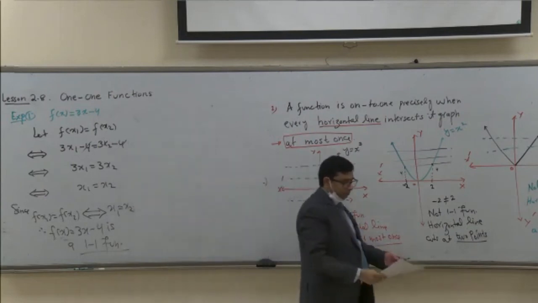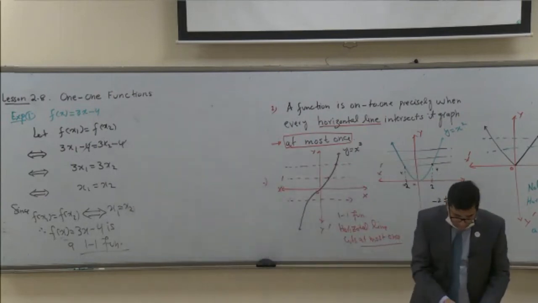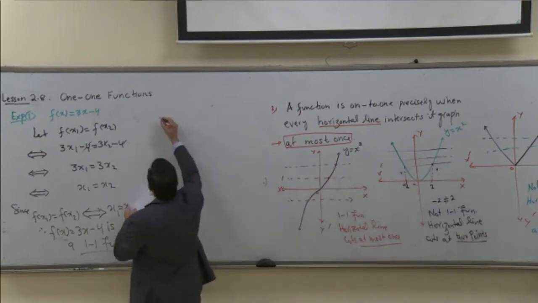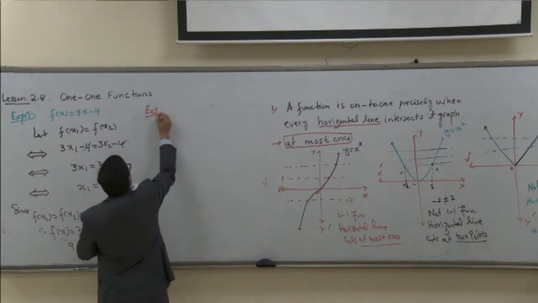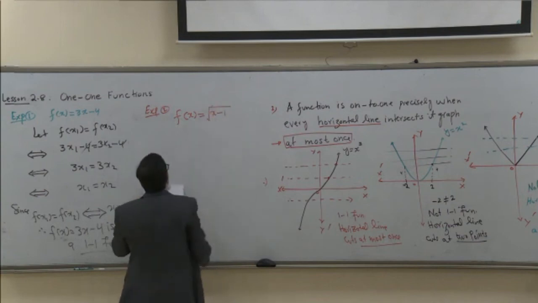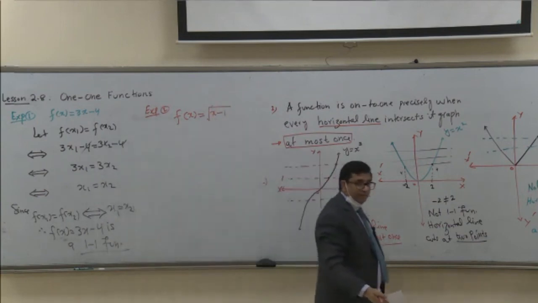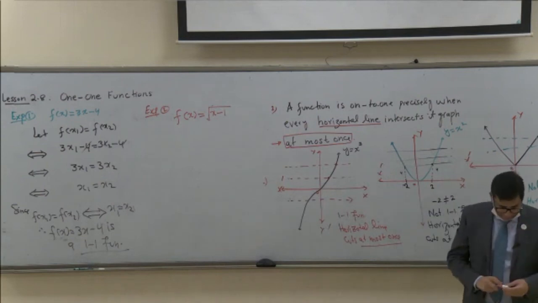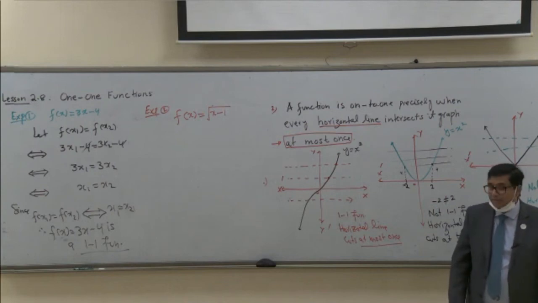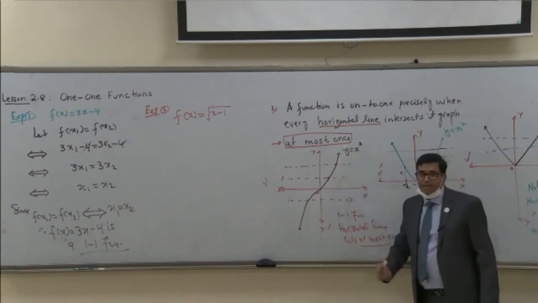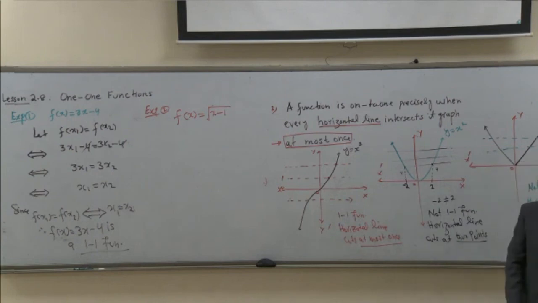Okay, one more question for you. Example 2: f(x) equals the radical of x minus 1. Do you know the graph of this function? We know the square root function, yeah? Which is an increasing function. All increasing and decreasing functions are 1-1 functions. What is this function? So all increasing, decreasing functions are 1-1.